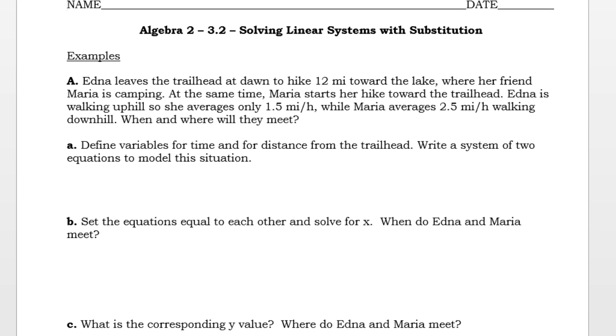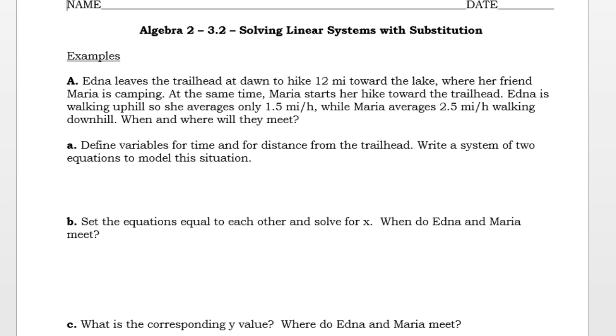My first example says, Edna leaves the trailhead at dawn to hike 12 miles toward the lake where her friend Maria is camping. At the same time, Maria starts her hike toward the trailhead. Edna is walking uphill, so she averages only 1.5 miles per hour, while Maria averages 2.5 miles per hour walking downhill. When and where will they meet?